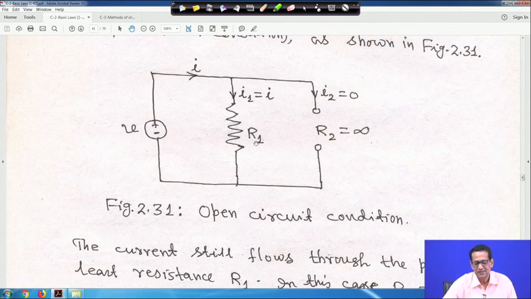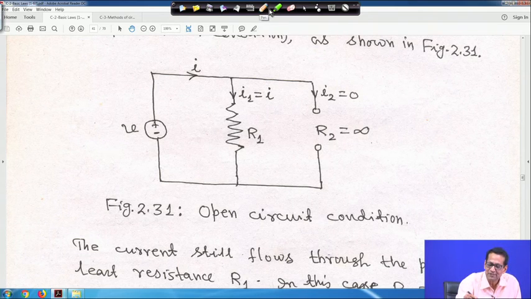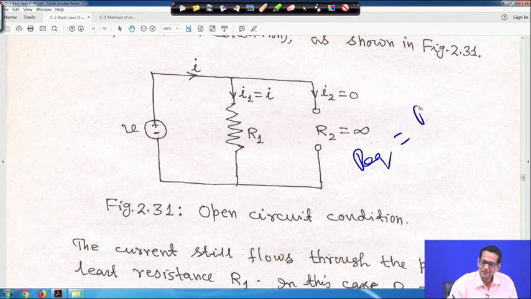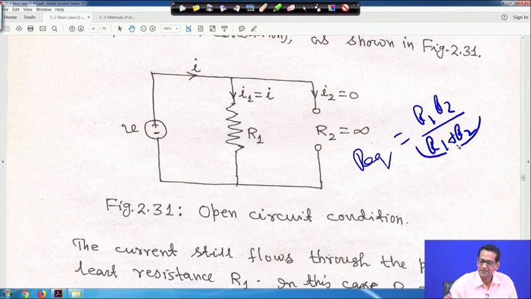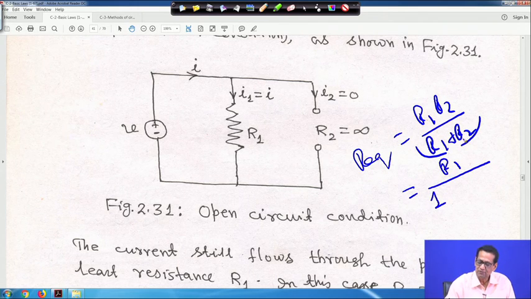In that case Req is equal to R1, because R2 is infinite, Req will become R1. If you don't try to multiply this, it is something like this. Suppose Req is equal to R1 R2 by R1 plus R2. Now, if you divide it by R2, then that will become R1, and if you divide by R1 R2, I am making first R2 by R2, 1 plus R1 by R2, right.